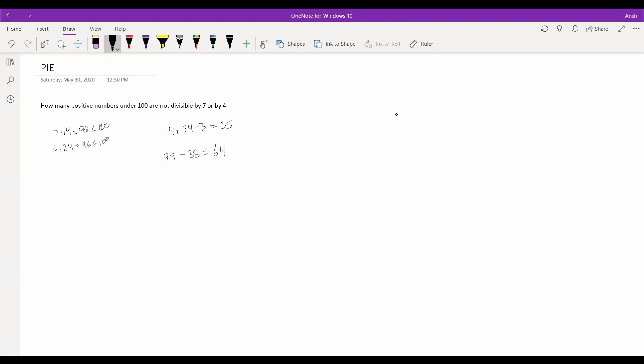So we can generalize this to any two sets. If we have two sets of objects, A and B, the number of elements in the union of A and B, which we express like this, is equal to the number of objects in A plus the number of objects in B minus the number of objects in their intersection, which we express like this.